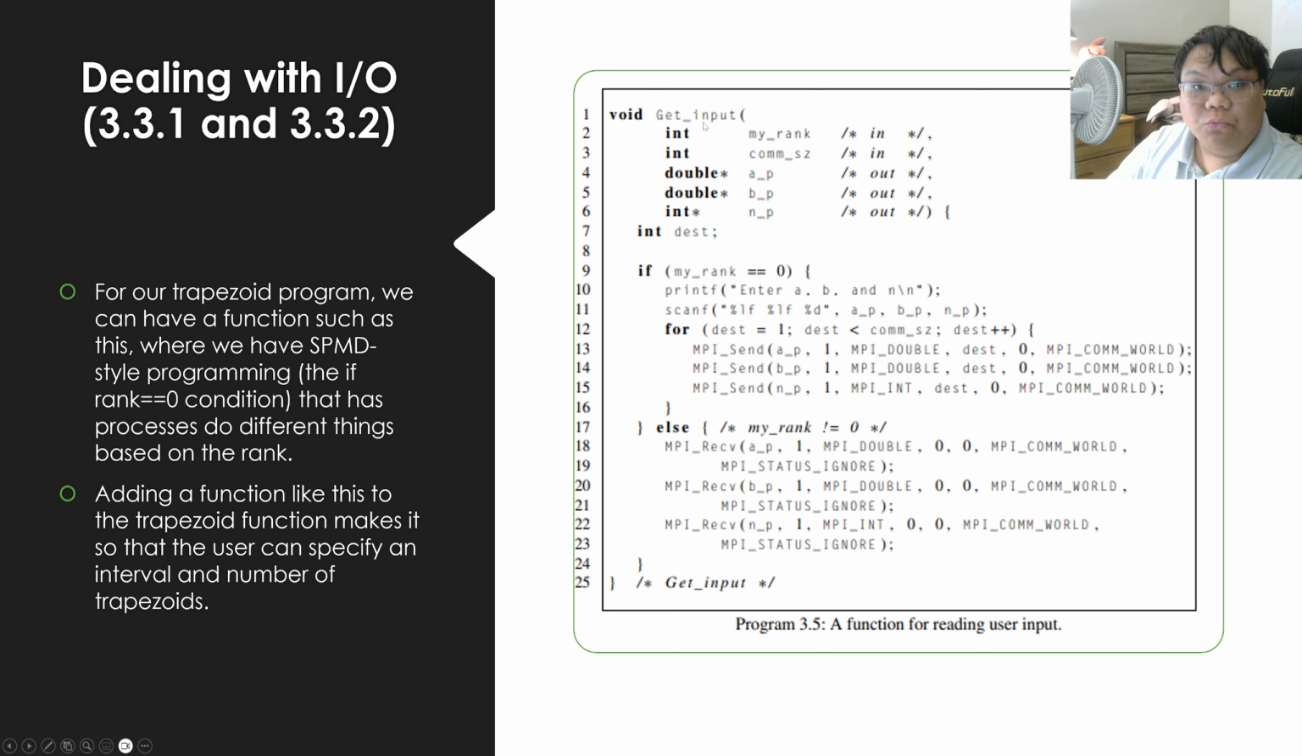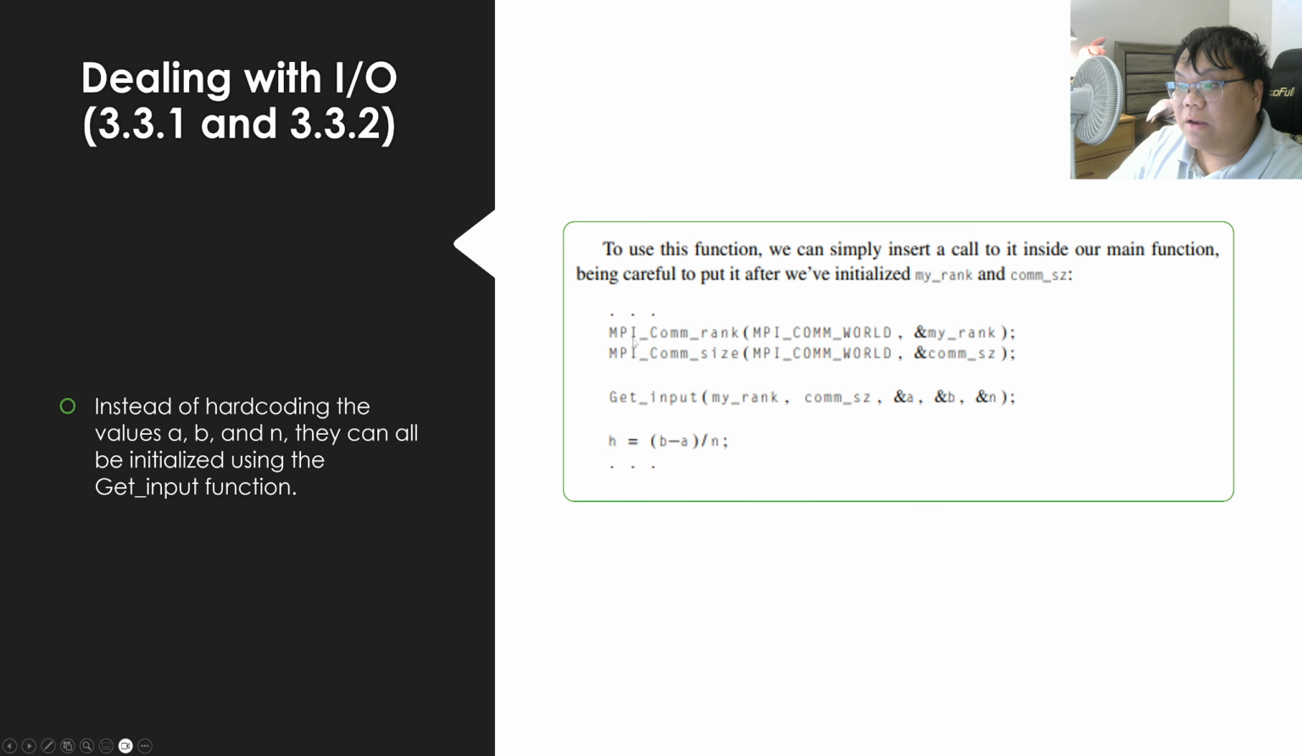And because this is one function in which we must pass in rank, comm size, A, B, and N, when we do user input, all we've got to do is say getInput and then pass in rank, comm size, and A, B, and N, and that's it.